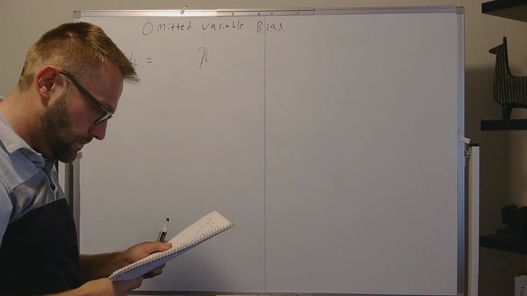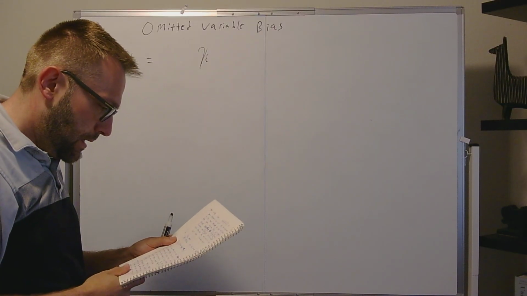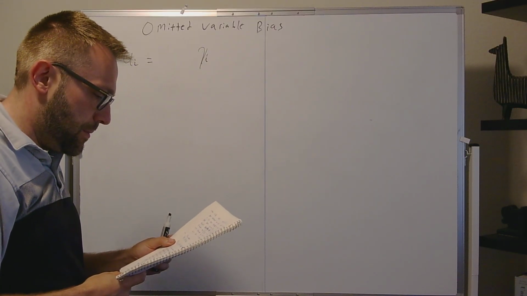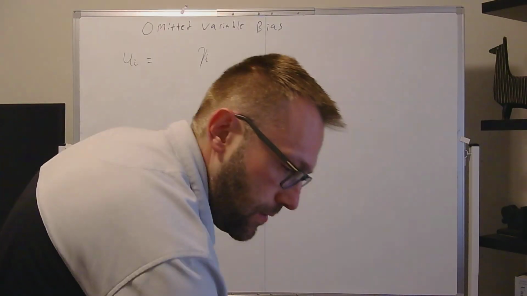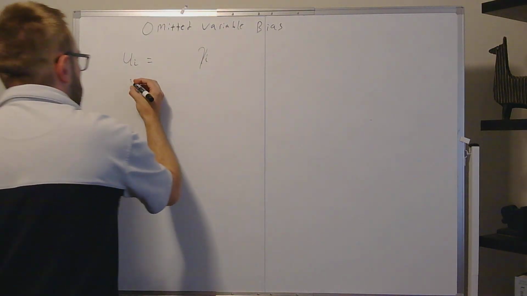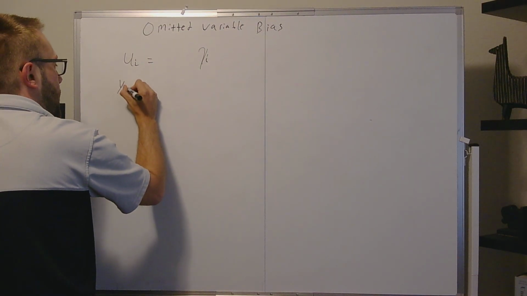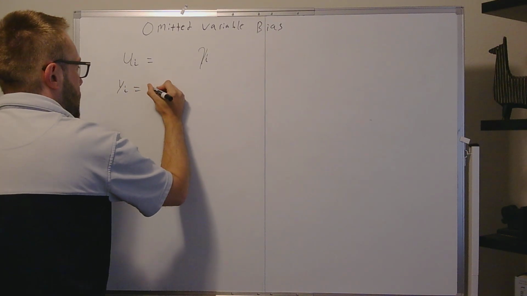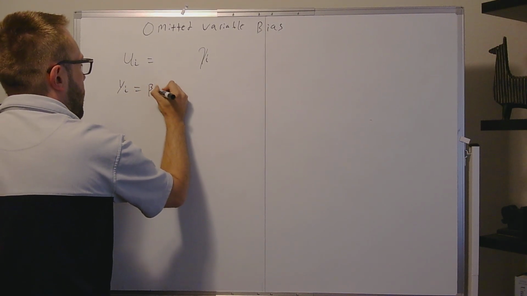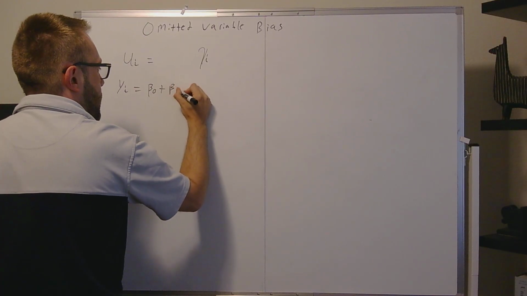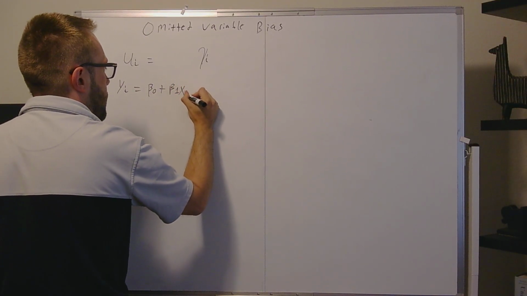But now, what do we want to say the gamma term actually means? So I'm going to do a little mathematical manipulation here with what we had. So yi equals beta naught plus beta 1 x1.